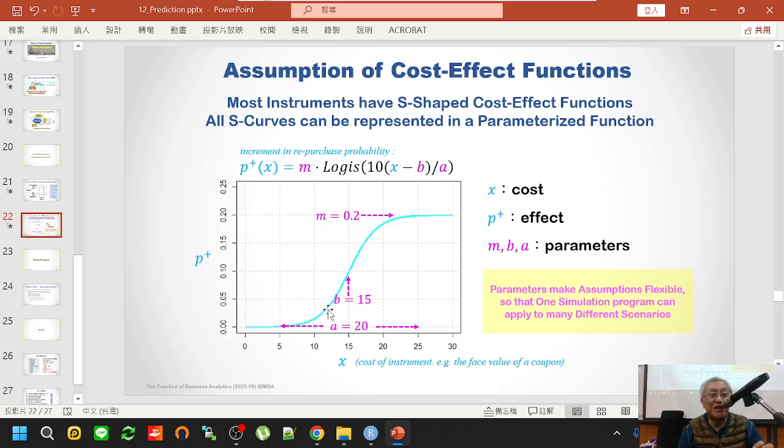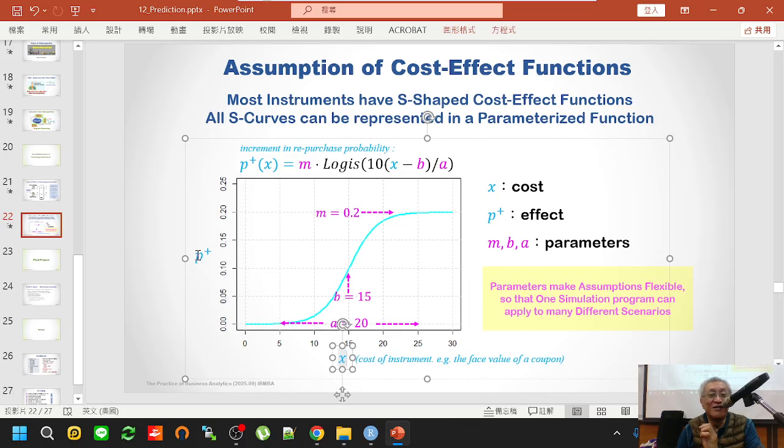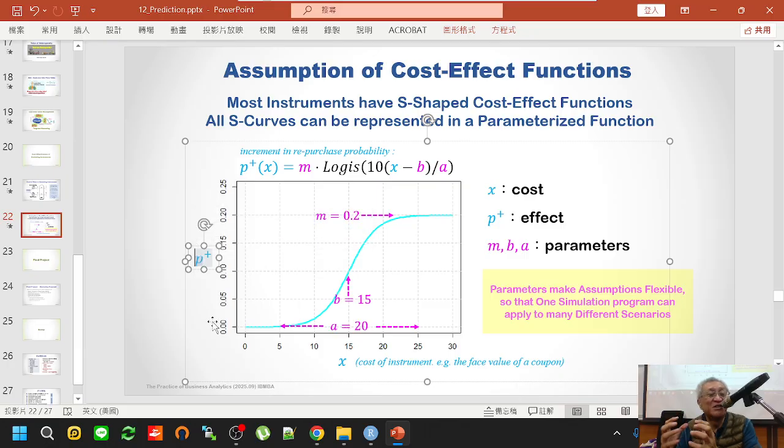The curve starts to, the increment of X will start to take effect, right? Okay. So for example, here, up to about $10, I start to take effect, and then you will have an incremental effect. When X increases, the increment of buying probability will also increase, right?